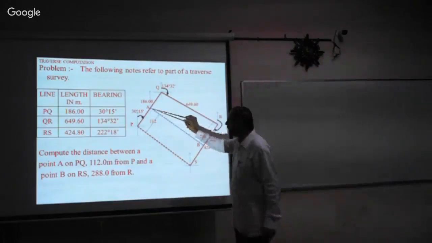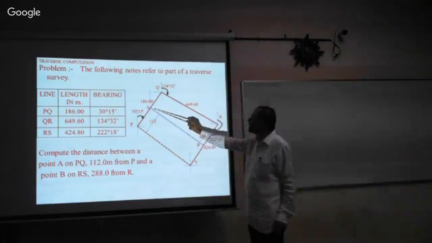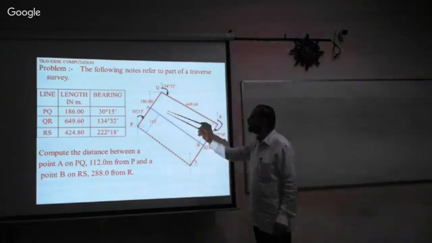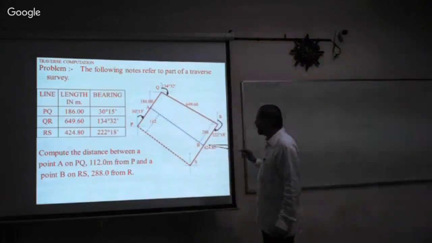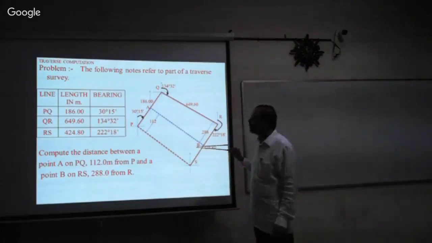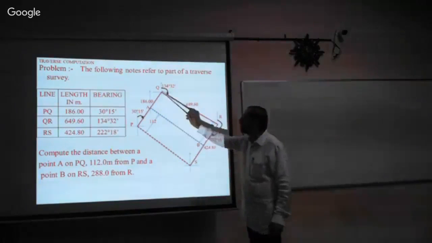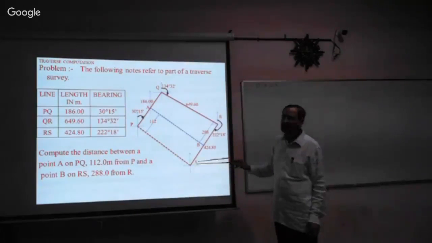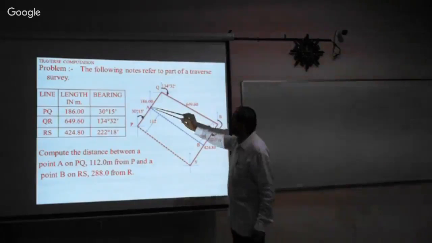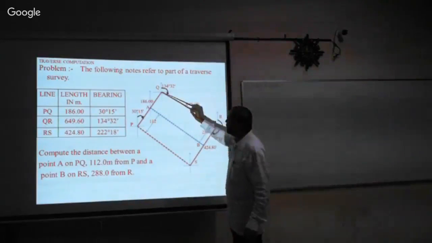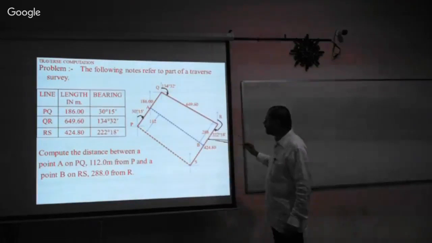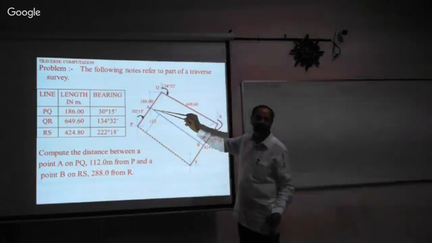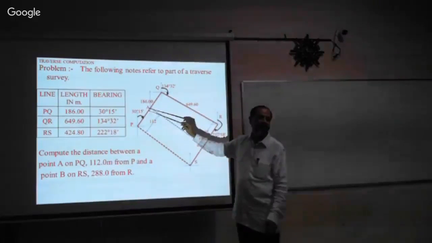Now they are asked to calculate the length of this AB. The data given is from here to here, and they are asked to calculate the length of AB. Now, A is lying between P and Q, and B is lying between R and S. Now, consider the traverse AQ, then QR, then RB, then AB. Our problem is solved.